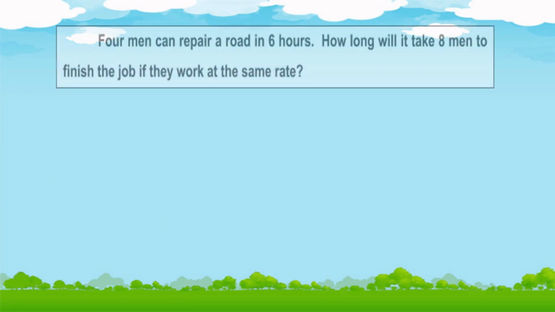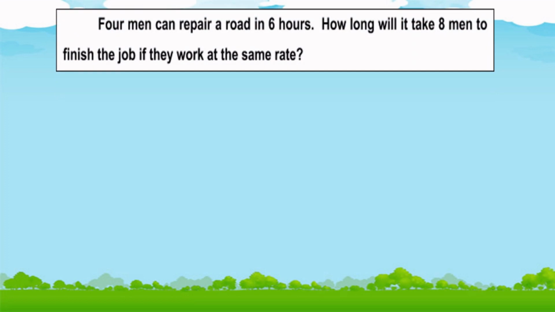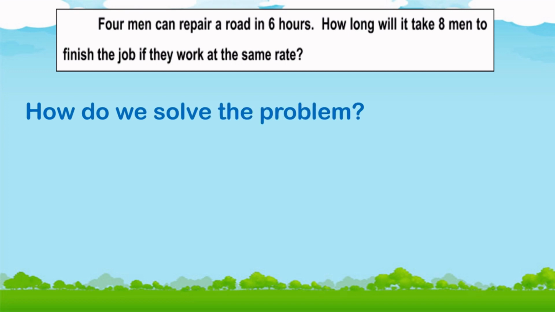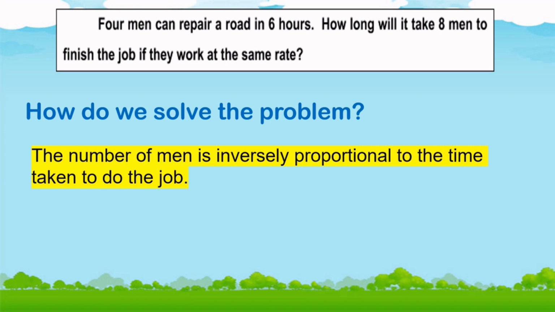Okay, so I will give another example. So here's the problem. 4 men can repair a road in 6 hours. How long will it take 8 men to finish the job if they work at the same rate? So how do we solve the problem? The number of men is inversely proportional to the time taken to do the job. So, it is inversely proportional. Arang kabaliktaran siya.